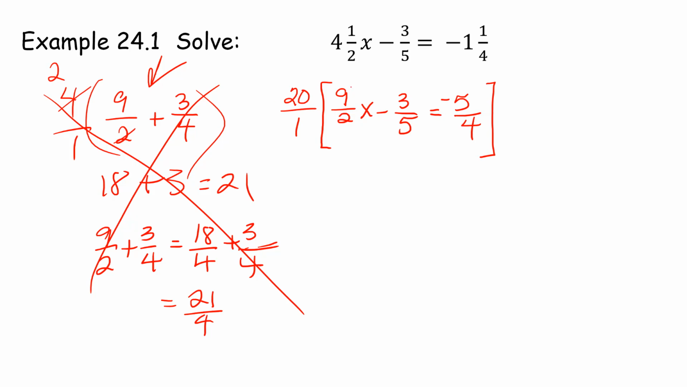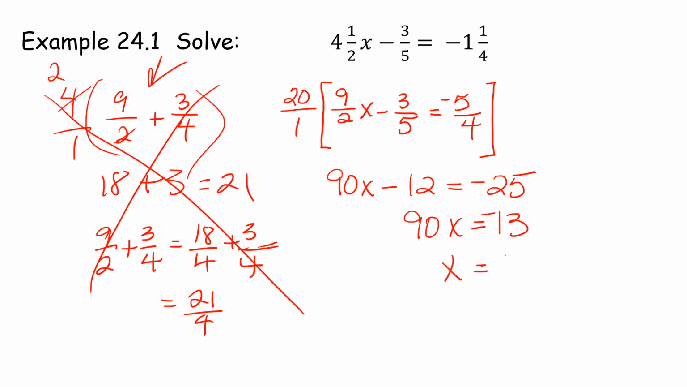So when I multiply 9/2 by 20, I'm going to get 10 times 9, because the 2 cancels with the 20, so that's going to be 90x. And then when I multiply 20 by 3/5, the 5 cancels, and I end up with 4 times 3, which is 12. And when I multiply 20 by -5/4, the 4 cancels, and I end up with -25. And now I can add 12 to both sides. 90x equals -13, sorry. So x equals -13/90. And that is the solution of the equation.